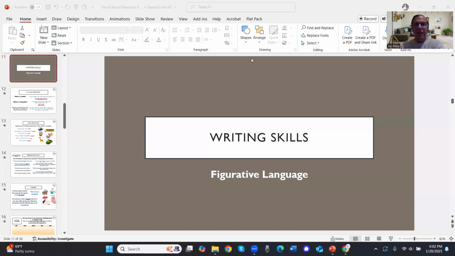Today, we're going to continue talking about narrative writing, and we're going to talk about using figurative language in our narratives. We're going to talk specifically about similes, metaphor, and personification. And I'm also going to touch on hyperbole. So let's go ahead and get started. Okay, so let's talk about figurative language.